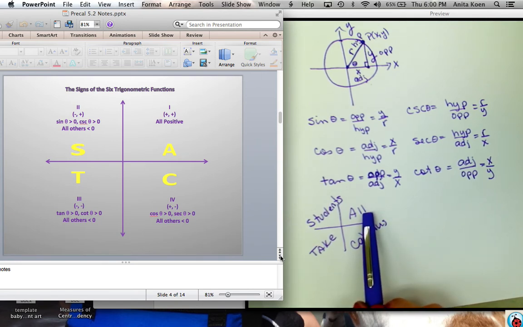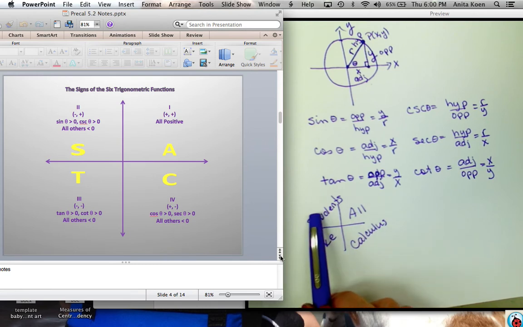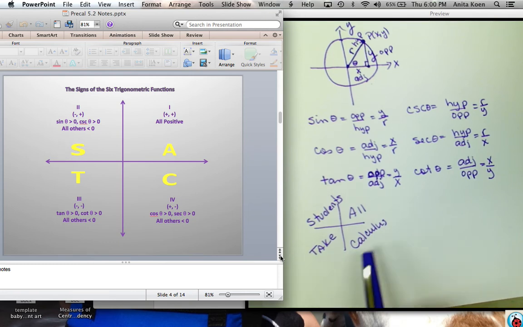All 6 trig functions are positive in quadrant 1. Sine and its reciprocal cosecant are positive in quadrant 2. Tangent and its reciprocal cotangent are positive in quadrant 3. And cosine and its reciprocal secant are positive in quadrant 4.